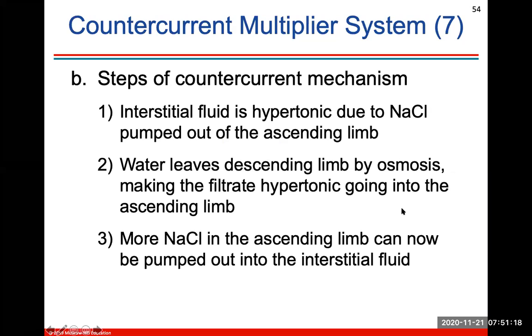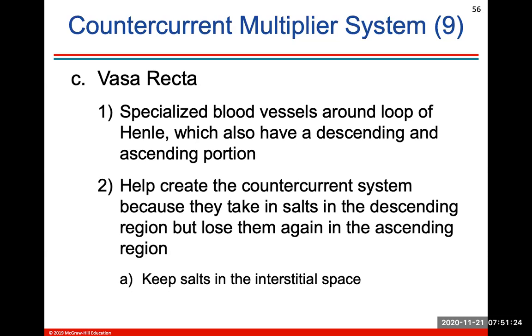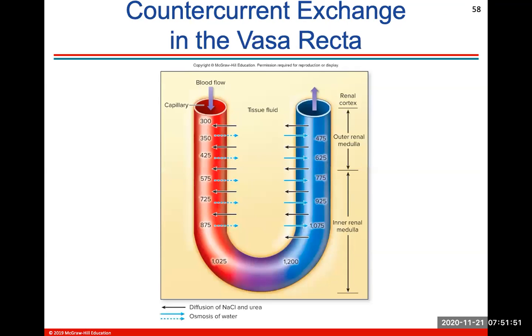And I'm going to skip through the countercurrent multiplier system because it describes the concentration gradient setup. The vasa recta, I do want you to know these are specialized blood vessels that are around the loop of Henle, which also have what we call a descending and an ascending portion. They help create this countercurrent system because they'll take in salts in the descending region but lose them in the ascending region. So this vasa recta is just the capillaries that will reabsorb some of that filtrate and what's in the blood. So this is the vasa recta.